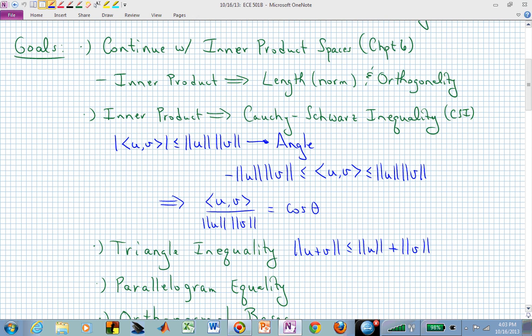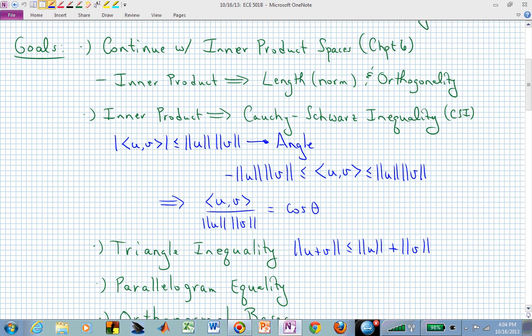Today what we want to do is a little CSI, a little Cauchy-Schwarz inequality, which is really given in blue. The magnitude of the inner product. So your inner product could be negative. If you take the magnitude of that inner product, it's going to have a value, and that's just a scalar. It's going to be less than or equal to the product of those two vectors' norms.